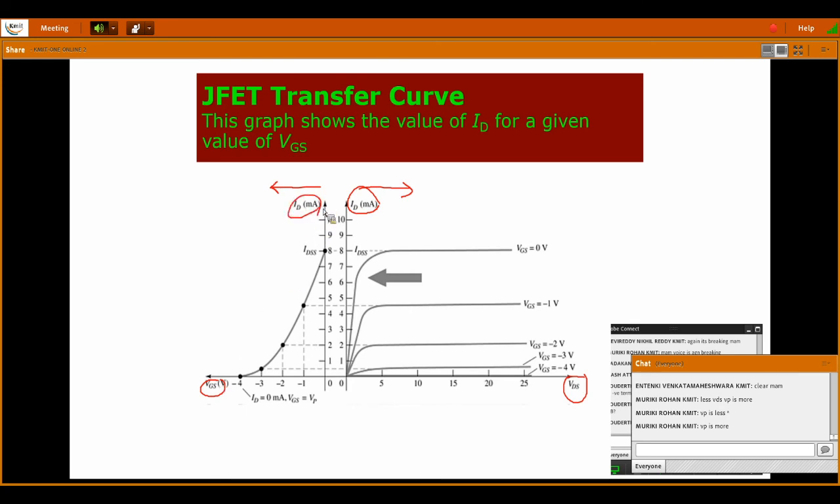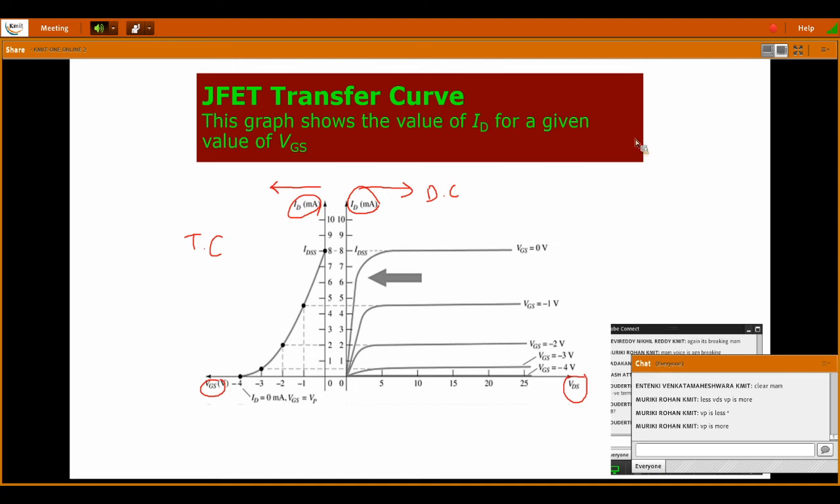So VDS and ID is called drain characteristics, whatever we have seen till now for the explanation, whereas the graph between VGS and ID is called transfer characteristics. Remember this, these are the two different graphs, and you need to draw these two graphs when it comes to the examination point of view. You need to explain the operation completely and draw this characteristic curve.